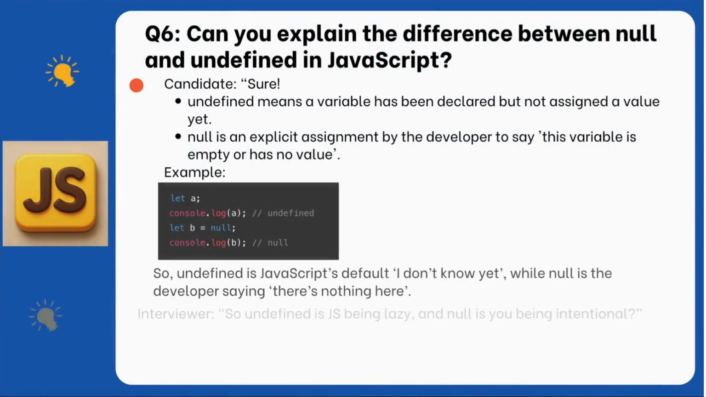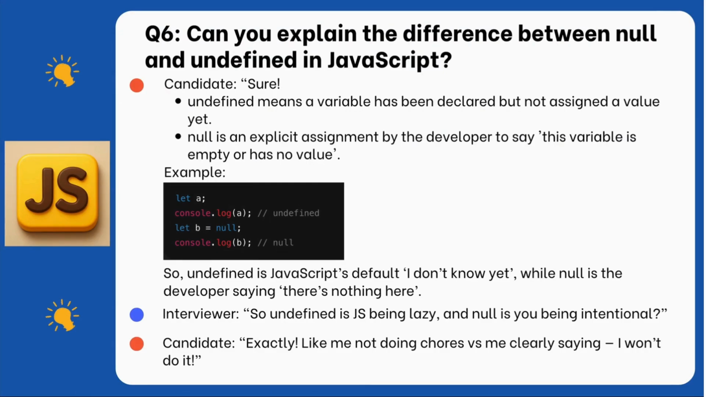Both keep me alive. Can you explain the difference between null and undefined in JavaScript? Sure. Undefined means a variable has been declared but not assigned a value yet. Null is an explicit assignment by the developer to say, this variable is empty or has no value. So, undefined is JavaScript's default, I don't know yet, while null is the developer saying, there's nothing here.